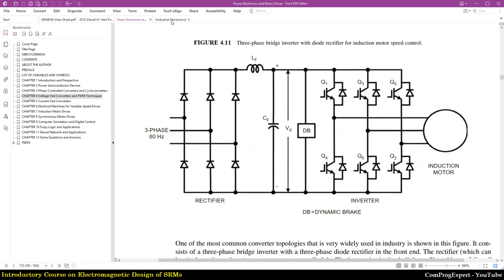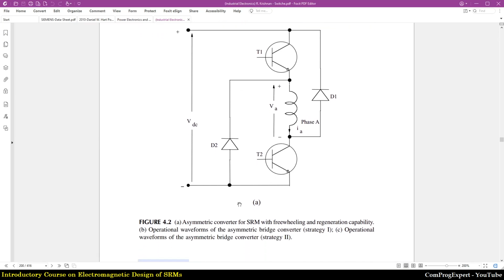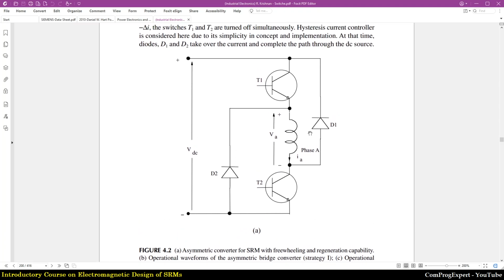But in a switched reluctance motor, this is, for example, the asymmetric converter for SRM. This is for one phase. For other phases, we can have this branch in parallel, right? So this is for one phase. And as you can see here, we don't have the risk of short circuit fault in this circuit.